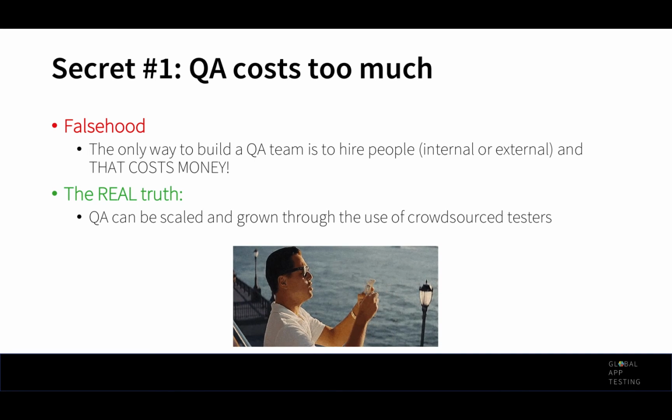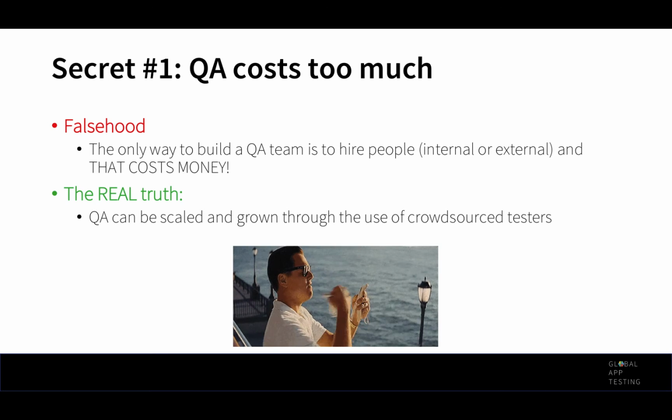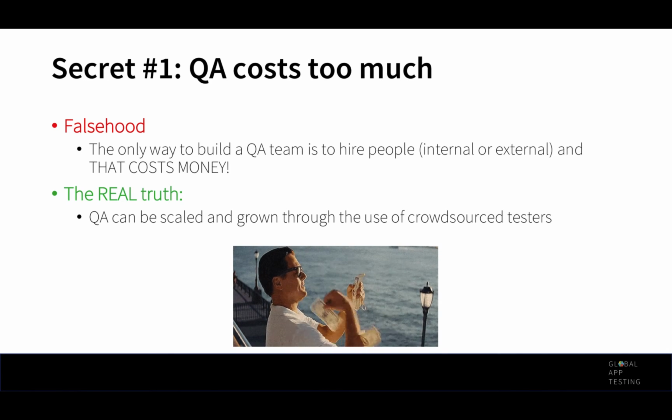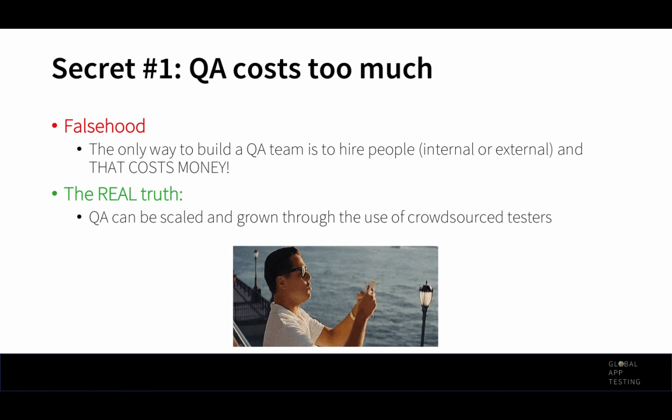So the real truth, QA can be scaled and grown through the use of crowdsourced testers. You don't need to be like DiCaprio in The Wolf of Wall Street, just throwing away money. What we recommend is crowdsourced testers. You've got professional QA testers around the world who have the devices, and we'll get into the fragmentation issue in a minute. These testers are freelance. They're professional QA with tons of experience and domain knowledge, and they're available to work 24/7 to test your app on whatever device, in whatever location and conditions you need.